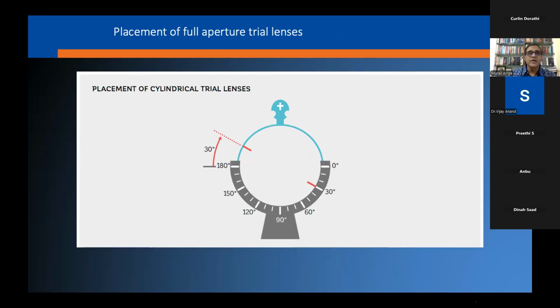Make sure a reasonable amount of cylindrical correction or spherical equivalent is also placed for the trial lens. It has to be a full aperture lens. It has to be kept reasonably close and not too far away from the patient's eye. It should not touch the eyelashes, and the placement is extremely important because the higher the refractive error, the more the chance of rim artifacts are going to come in perimetry.